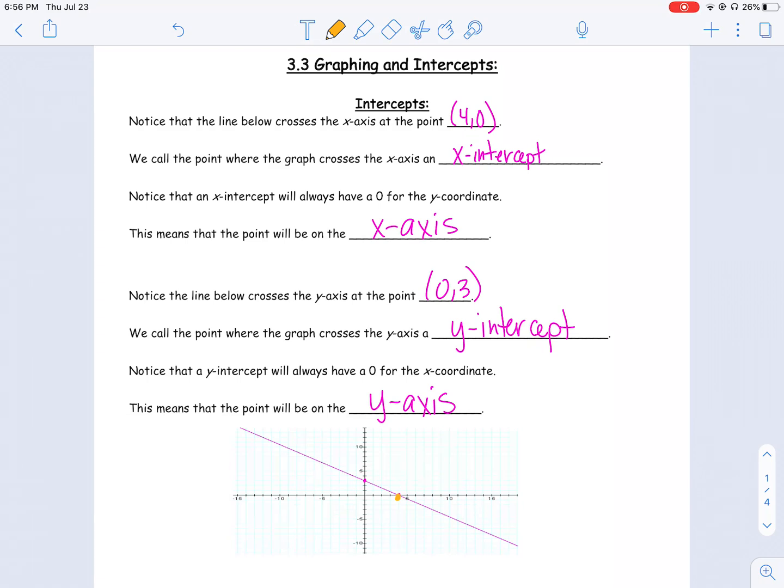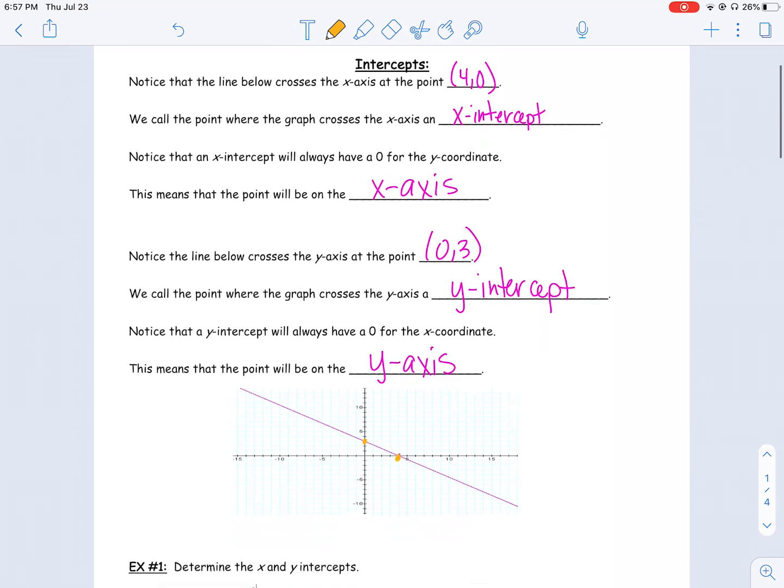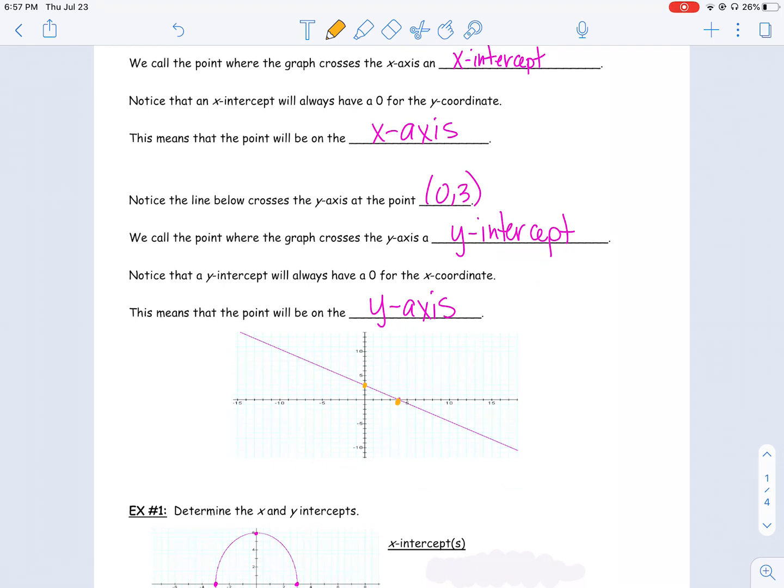Notice that the line below also crosses the y-axis at the point (0, 3). We call the point where the graph crosses the y-axis a y-intercept. Notice that the y-intercept will always have an x-coordinate of 0, right? In order to stay on top of the y-axis, I have to go over nothing. I have to go up or down, but my x-coordinate has to be 0. So when my x-coordinate is 0, I know that's where it's going to cross the y-axis, or the y-intercept.